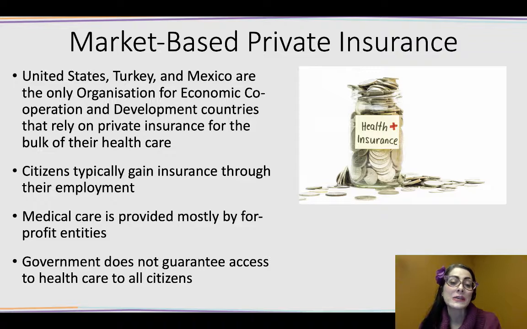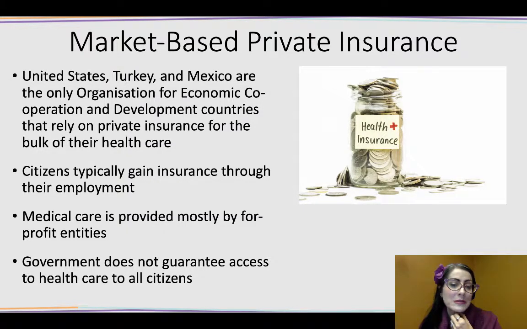Citizens typically gain insurance through their employment. So, again, think about that if you're unemployed. And even if you are employed, not all employers guarantee insurance. And many of them nowadays, insurance is getting worse, with higher deductibles and things like this, and health savings plans, etc. Just because you have it doesn't necessarily mean it's good anyway.